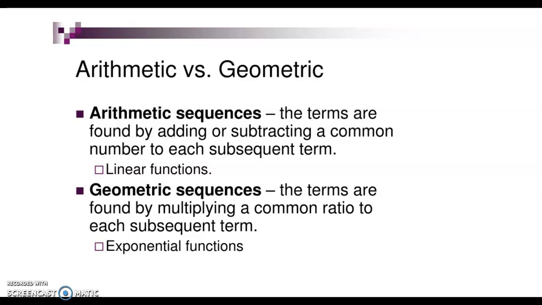Geometric sequences, the terms are found by multiplying a common ratio to each previous term. Look at the difference. In one, we're adding or subtracting. In geometric sequences, we're multiplying, and those create an exponential function.